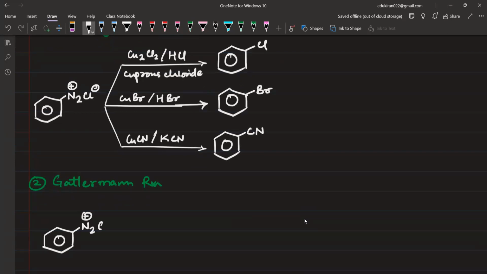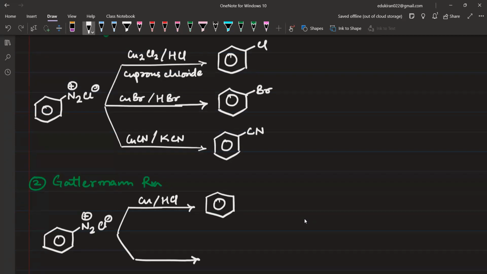N2 positive, Cl negative. You need to treat this with copper in the presence of HCl. This is going to give you chlorobenzene. And copper in the presence of HBr is going to give you bromobenzene. These two reactions are known as Gattermann reaction.